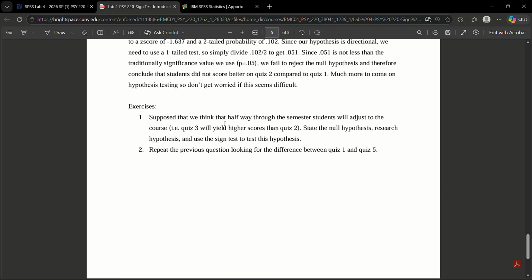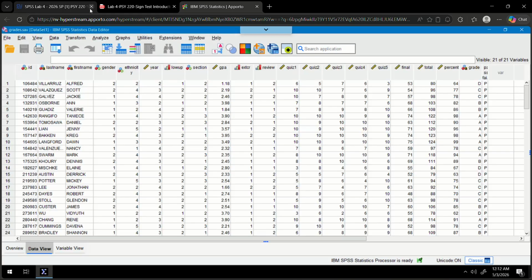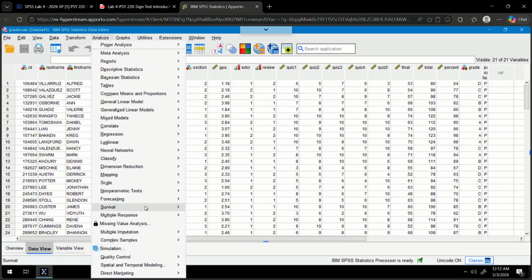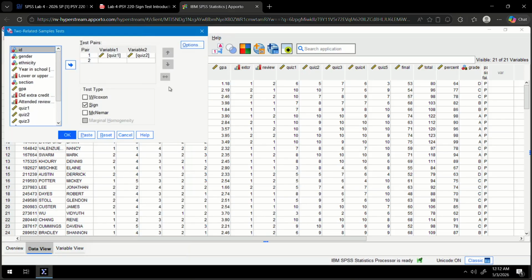Let's look at another one here. Suppose we think that halfway through the semester, students will adjust to the course. Quiz 3 will be greater than quiz 2. So let's look at that. Is quiz 3 going to be greater than quiz 2? So same thing, analyze, non-parametric legacy dialogs, 2 related samples, and is quiz 3 going to be greater than quiz 2? Let's take a look. So quiz 2 and quiz 3 in the same row. Make sure you check off sign.